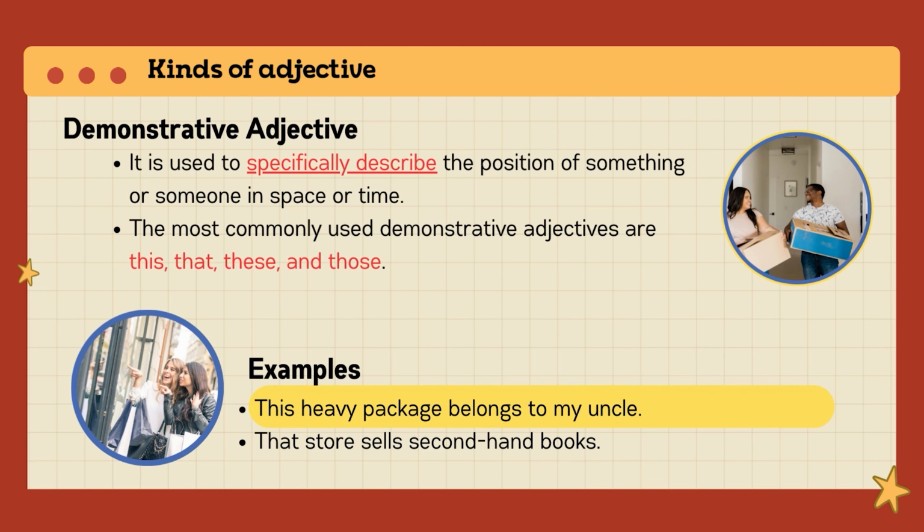Examples. This heavy package belongs to my uncle. The demonstrative adjective here is the word this. It indicates that the package is being carried or just nearby. Okay, another one. That store sells secondhand books. The demonstrative adjective here is the word that. It tells the location of the store that is being pointed.